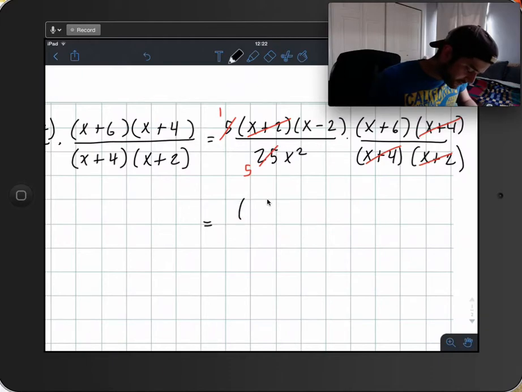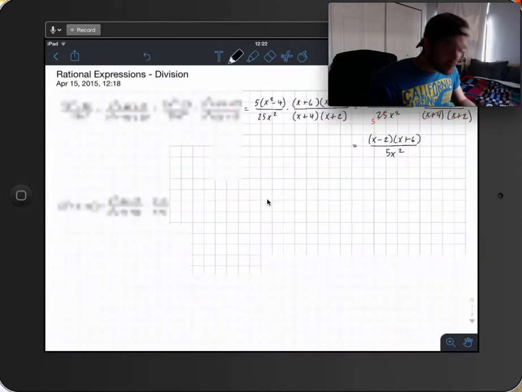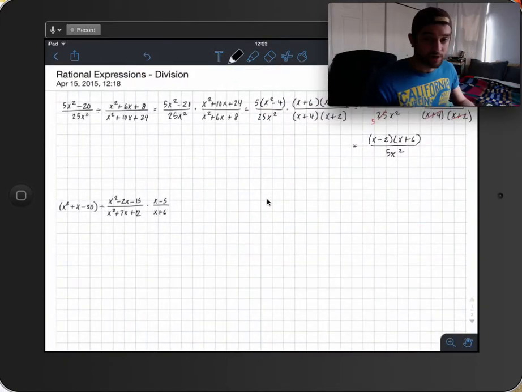The numerator is (x minus 2) times (x plus 6), divided by 5x squared. So that's what you do if you have to divide by a rational expression as a fraction.